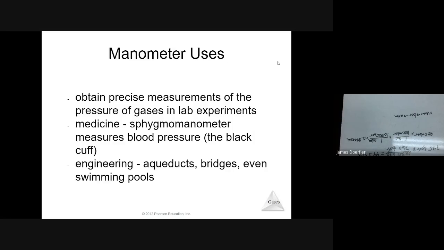And what does a manometer use? Well, there's multiple uses for manometers. Here, I just put this little note in there a couple years ago. But it's used to determine and measure the pressure of gases in lab experiments. It's also used in medicine.